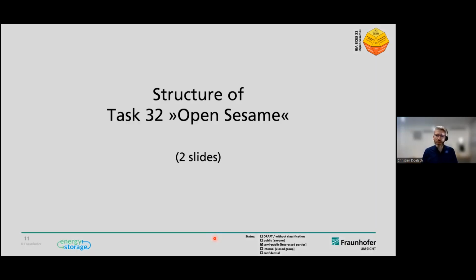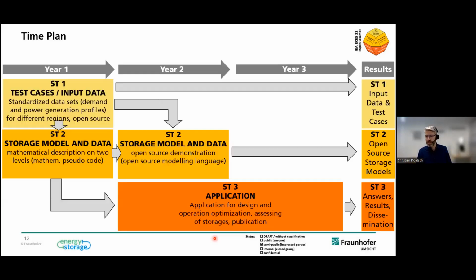Let's jump over this and go to the two slides on the structure of this Task 32. So this is our time plan. We have three years. In the first year, we started with Subtask 1. The aim of Subtask 1 was and is to get the input data. So we are looking for standardized data sets for demand and power generation profiles for different regions, and we want to make them open source. And this will also be a result at the end, on the right-hand side here.